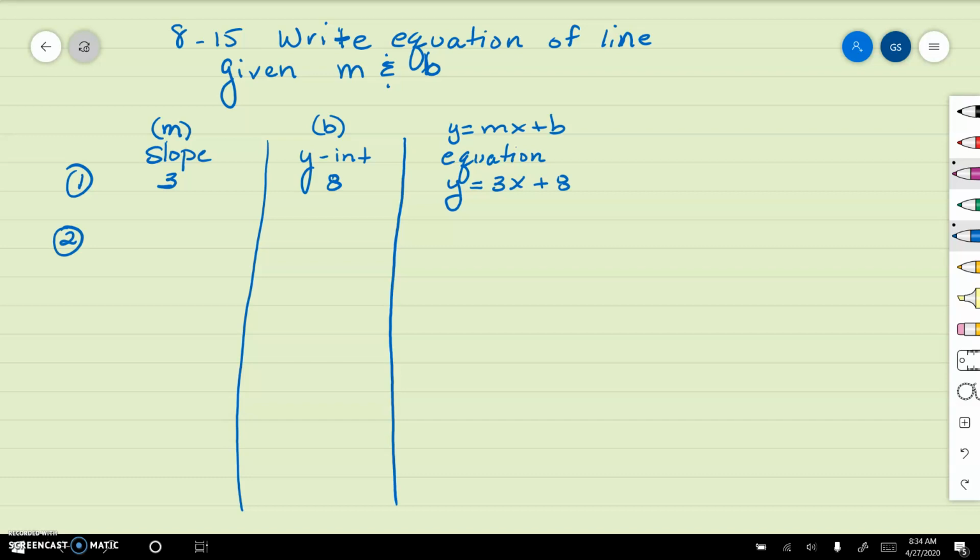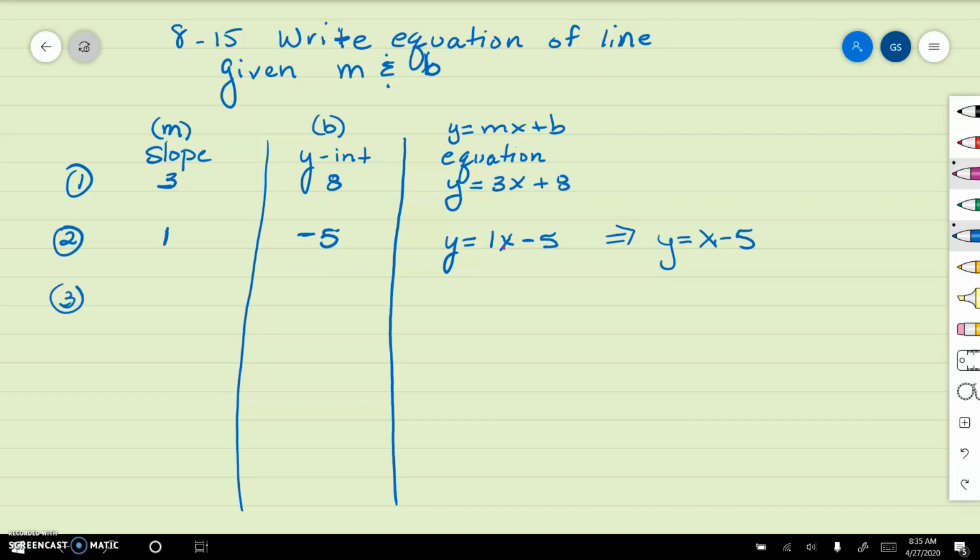Number 2. I'm only doing 4. 1 is the slope, and -5 is the y-intercept. So we're going to write y equals, in place of the m, we put a 1, and then x. And then in place of the plus b, we're going to actually write -5. Okay? Now, this could be written as y equals x minus 5, and that's because there's always a 1 before that x if there's no other number. All right, let's do another one.